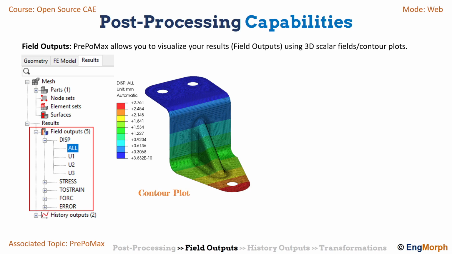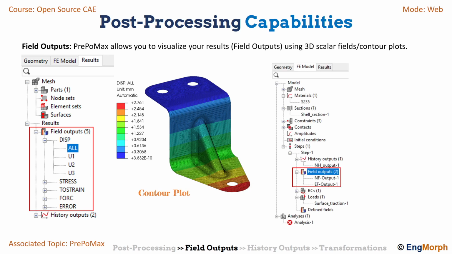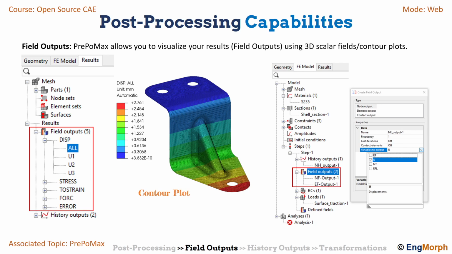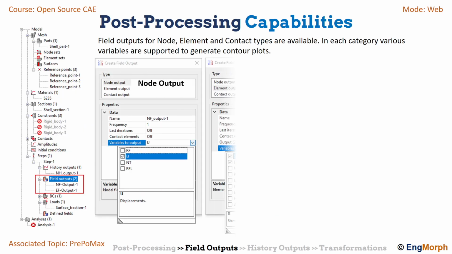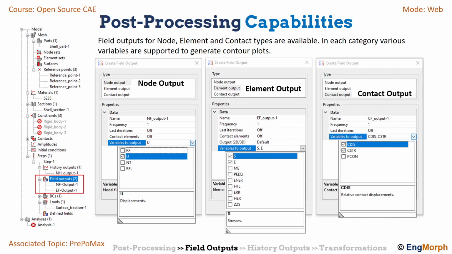For structural analysis, by default it creates displacement, stress, and other field outputs. Additional fields can be added in this step before running the analysis. PrePoMax can generate field outputs for node, element, and contacts. In each category, various variables are supported to generate contour plots.